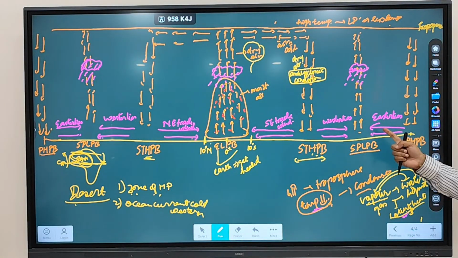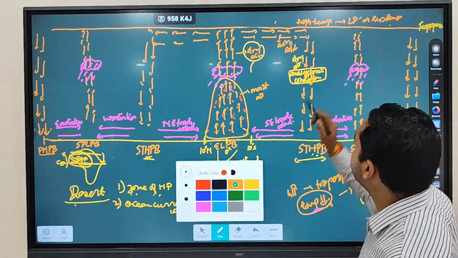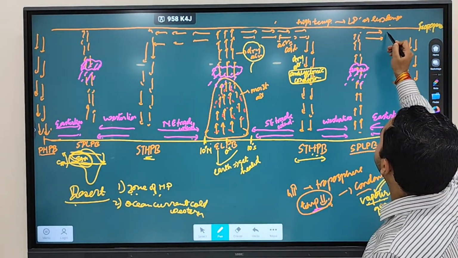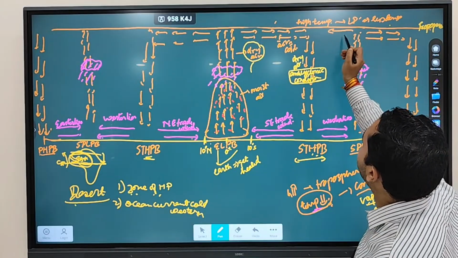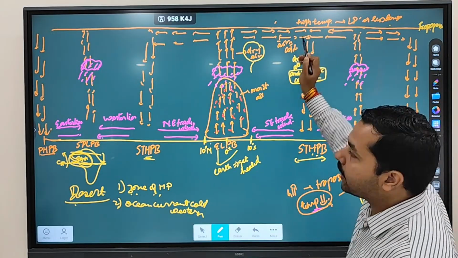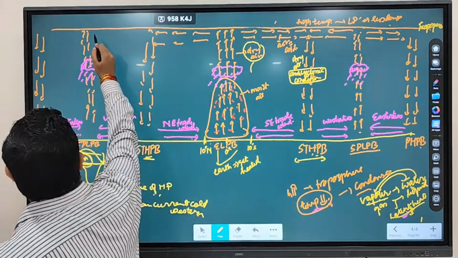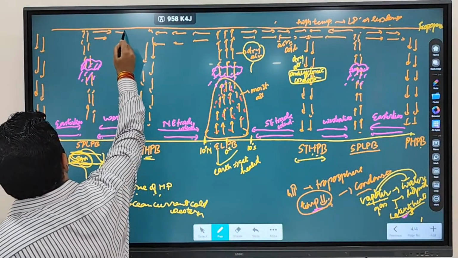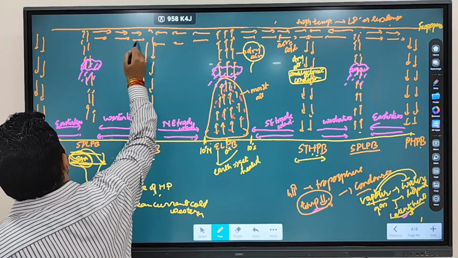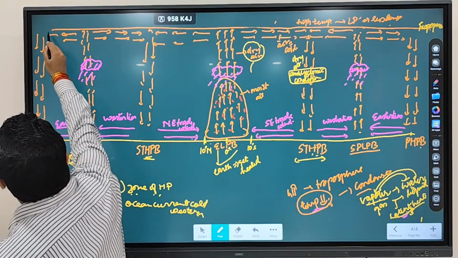Now easterlies, when traveling closer to the Earth's surface, will again start to pick up certain heat. As a result, it starts to rise up. And here, when it rises up, it will again diverge into two directions. Why will it diverge into two directions?